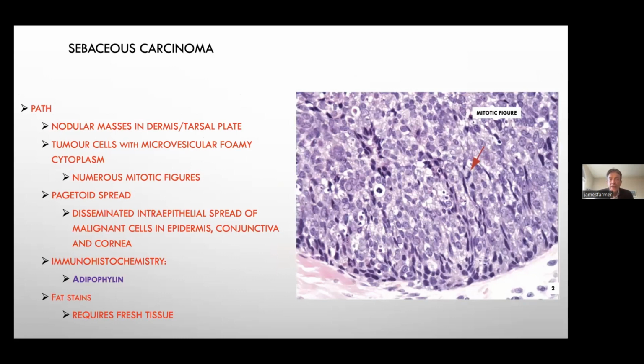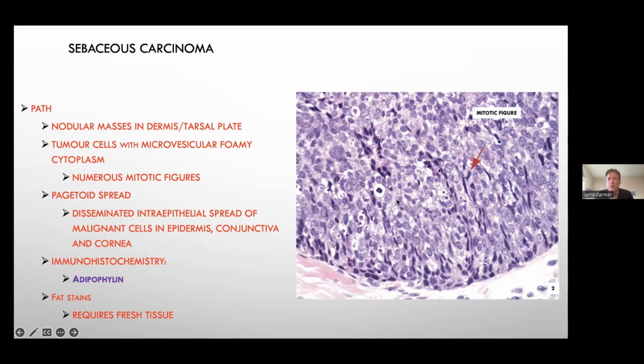So it is the sebaceous carcinoma most commonly arises, as I mentioned, in the meibomian glands, but can occur in the glands of Zeiss as well. It forms a nodular mass in the dermis if it's a gland of Zeiss, or in the tarsal plate. The tumor cells have a microvesicular foamy cytoplasm. And you can see the very nice foamy kind of cytoplasm here.